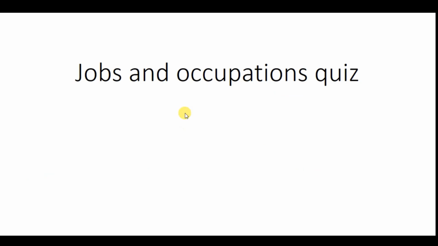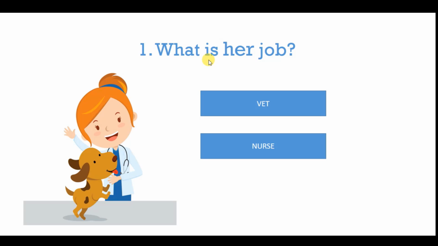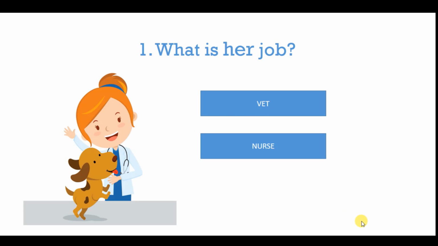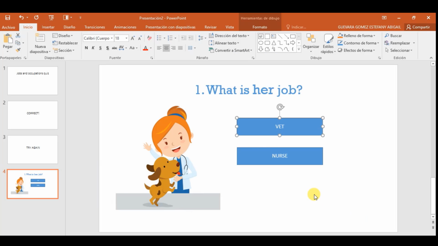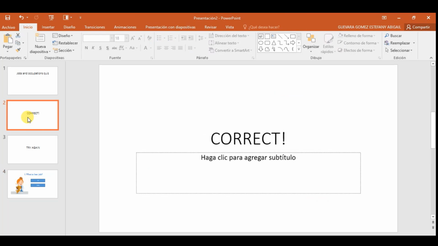And if we test this, we have the topic, then we have this message, and we select the correct, and automatically it goes to the correct message. But look what happened. It shows you also the message try again, and of course we don't want this to happen.